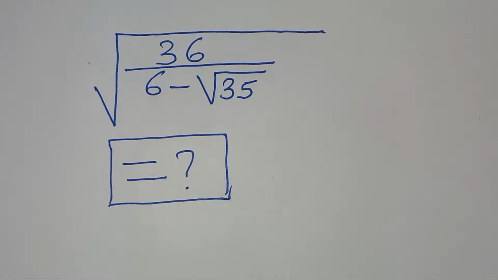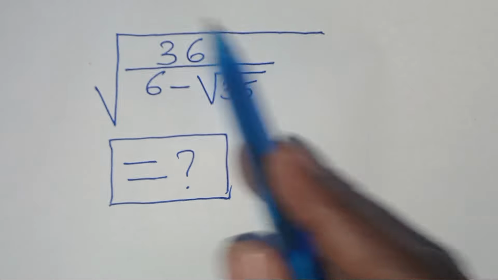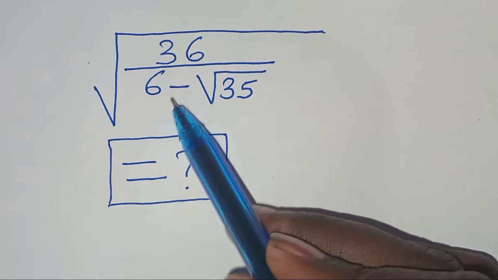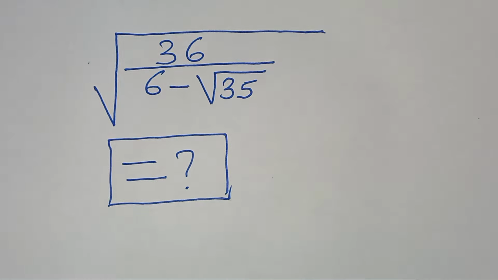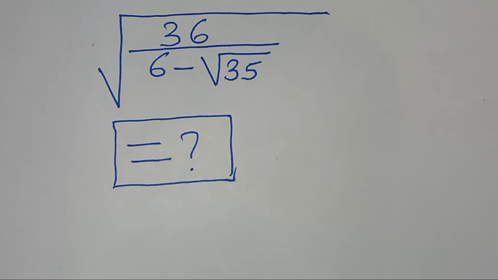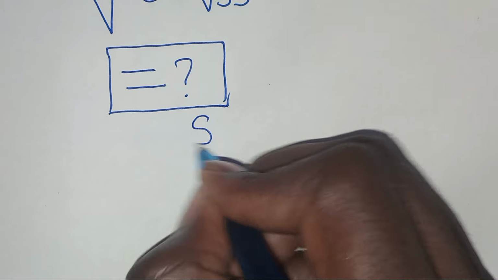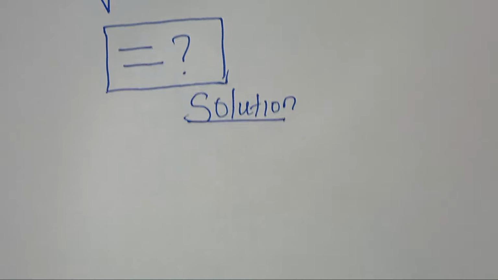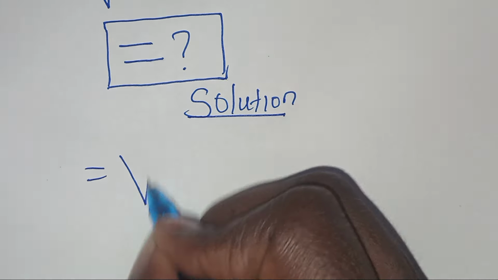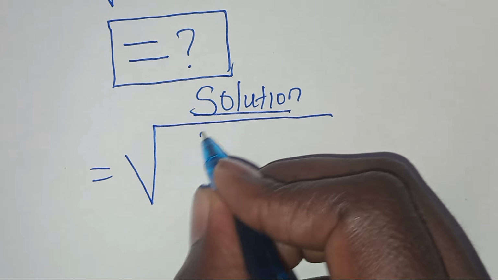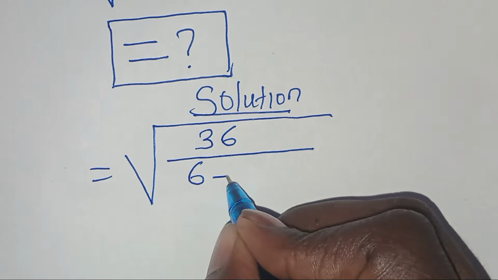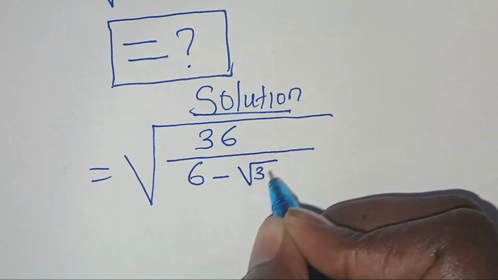Hello everyone, you're welcome to solve this nice radical square root math problem, which is the square root of 36 divided by 6 minus the square root of 35. So let's provide a solution from here. So we have the square root of 36 divided by 6 minus square root of 35.